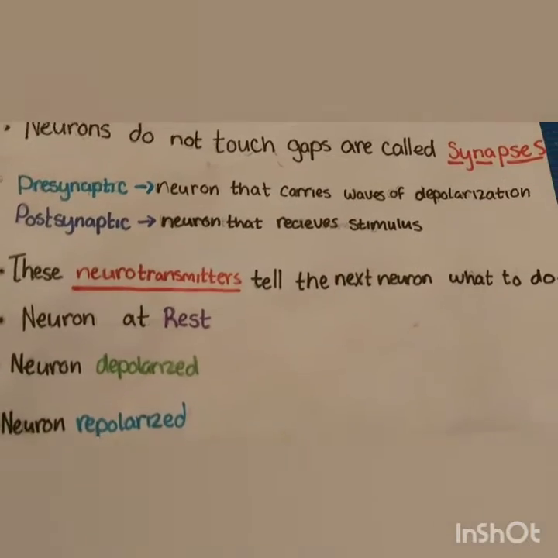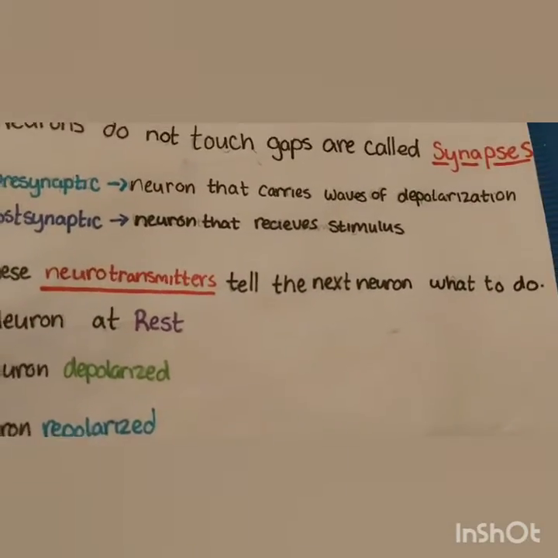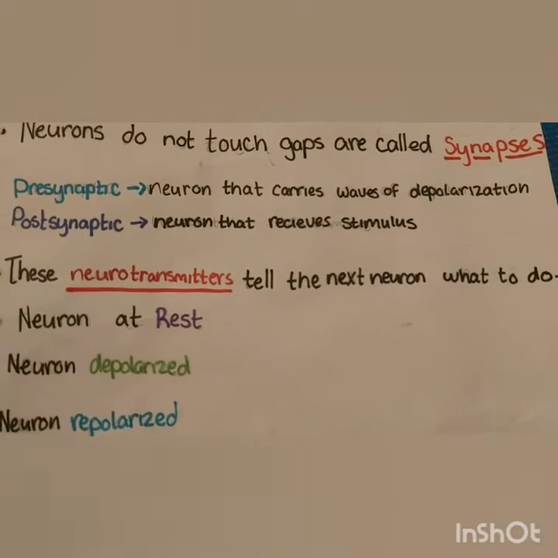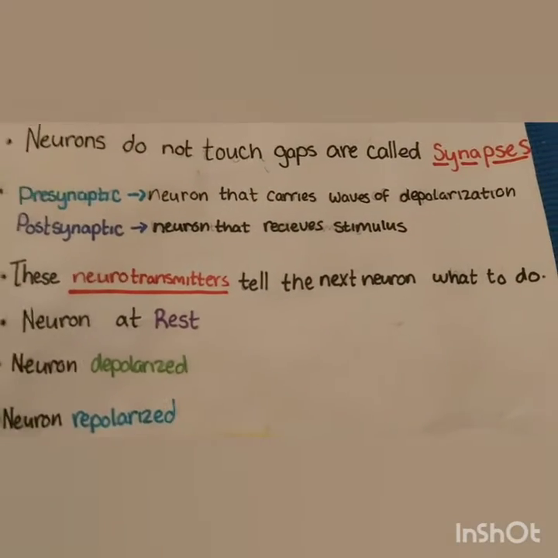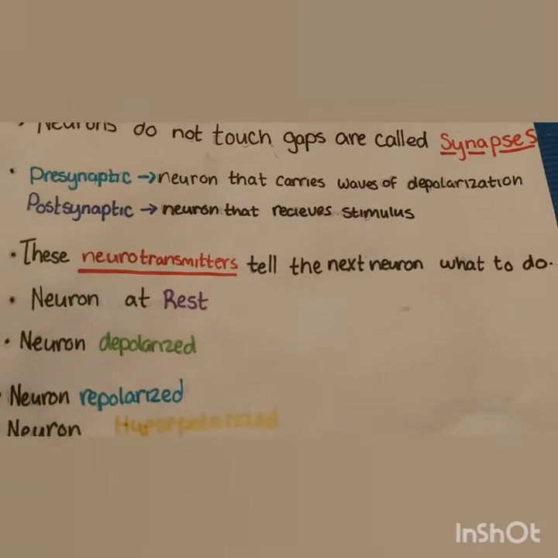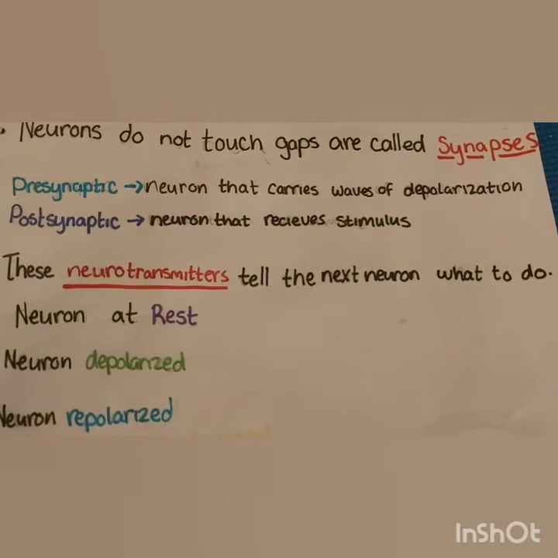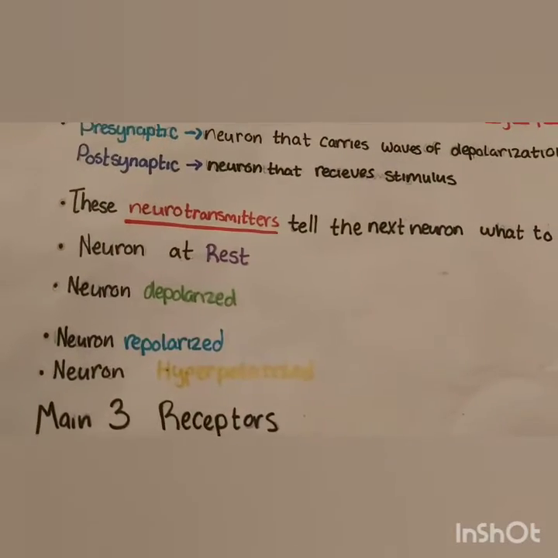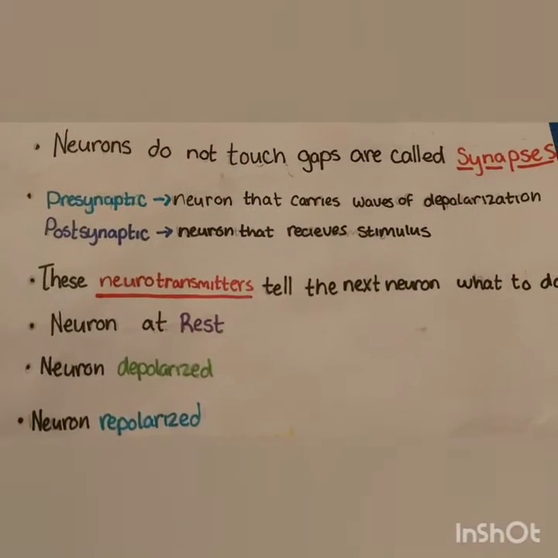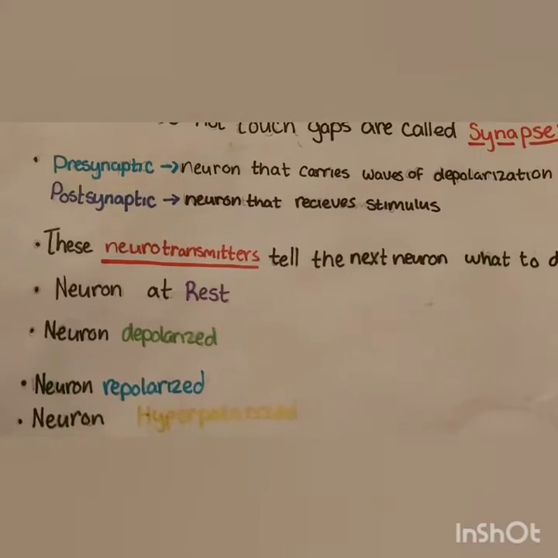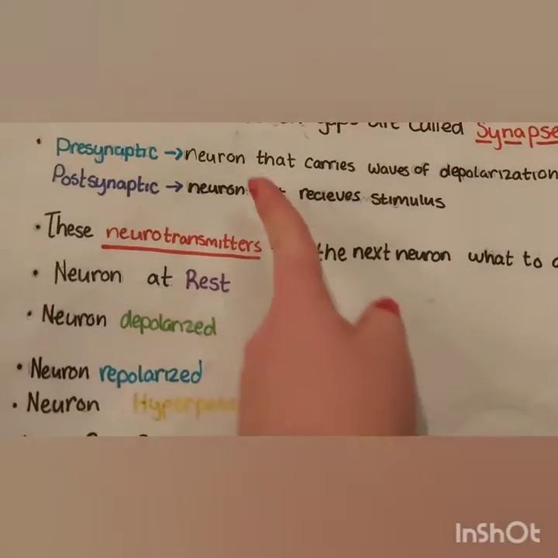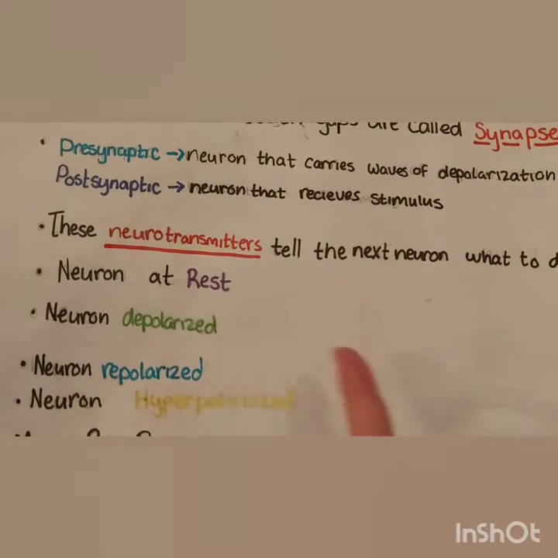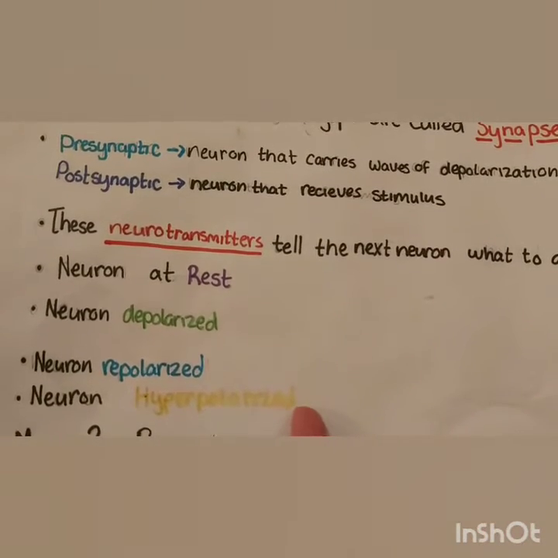Let's look at the next thing that's very important because you might be wondering what depolarization and stimulus are. These neurotransmitters tell the neuron what to do next. So the information in the neurotransmitter tells it what to do next. These next 4 words are very important and have a lot to do with this whole process: neuron at rest, neuron depolarize, neuron repolarize, and neuron hyperpolarize.